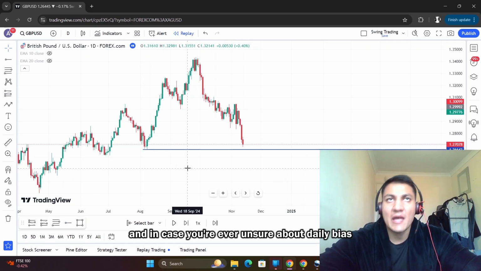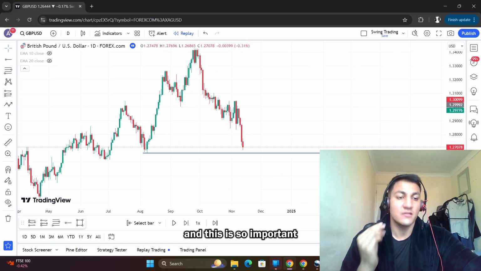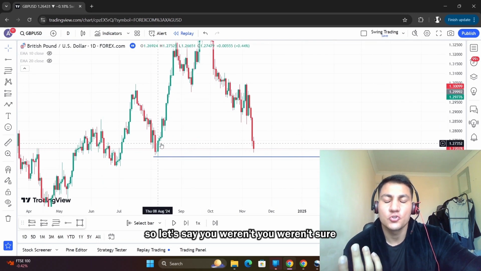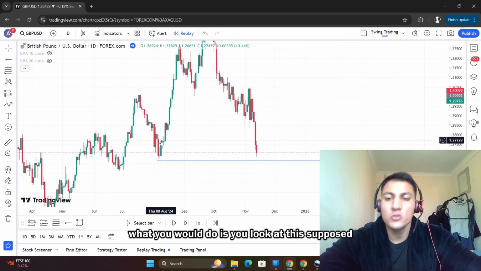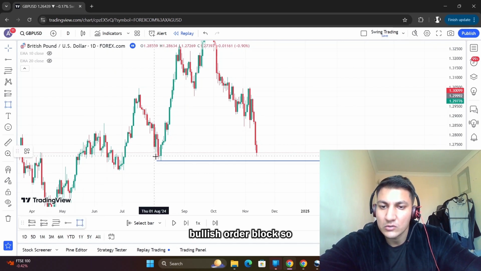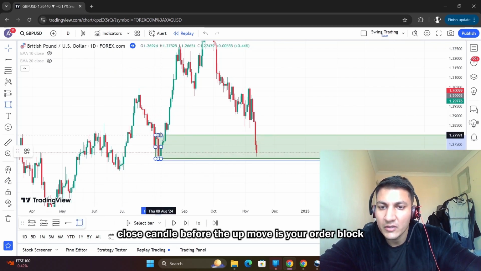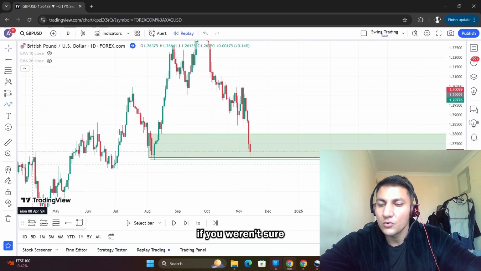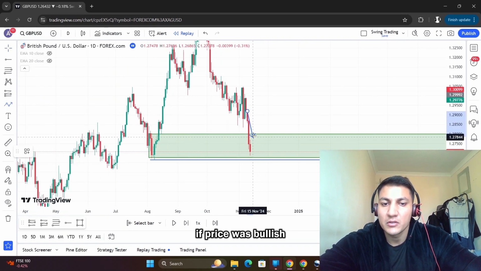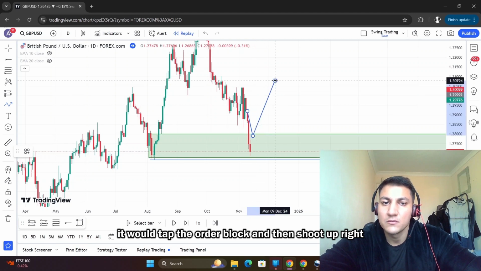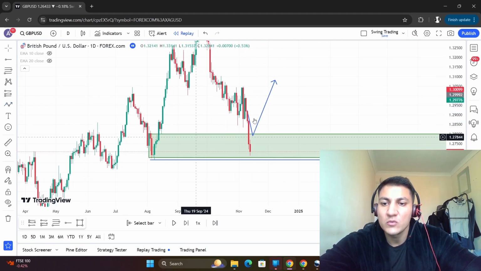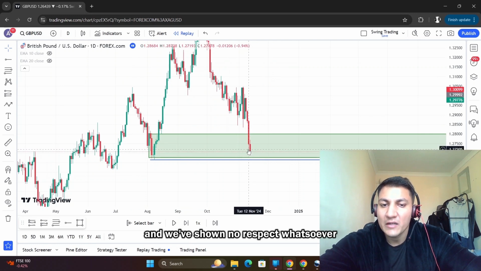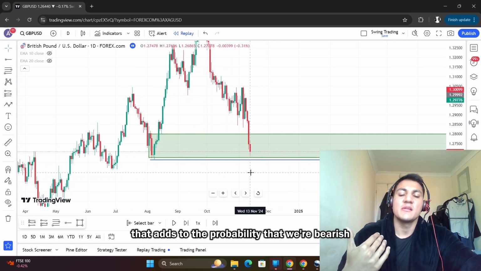In case you're ever unsure about daily bias, and this is so important, so make sure you write this down, you want to look at order blocks. Let's say you weren't sure if price was actually bearish. You look at this supposed bullish order block. The last down close candle before the up move is your order block. If price was bullish, it would tap the order block and then shoot off. That's what price would actually do. But because we've actually closed into the order block, and we've shown no respect to it whatsoever, that adds to the probability that we're bearish.